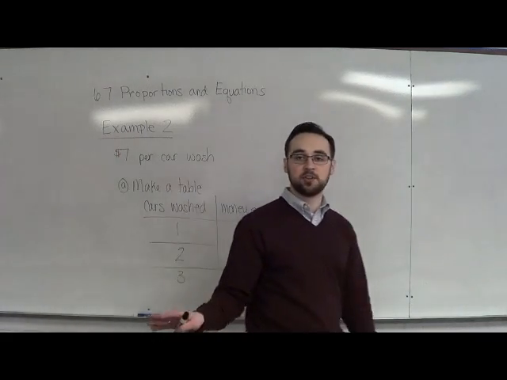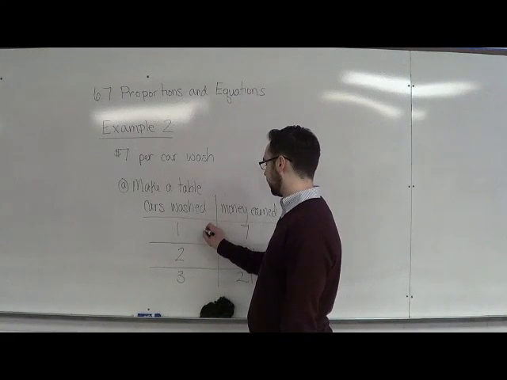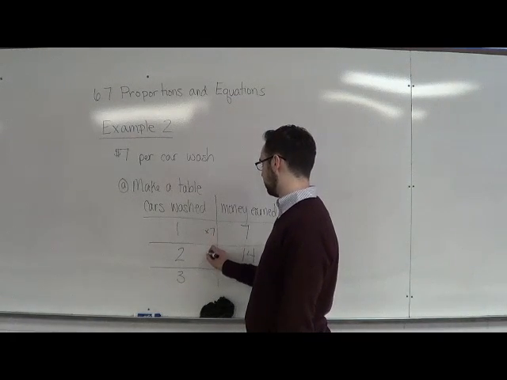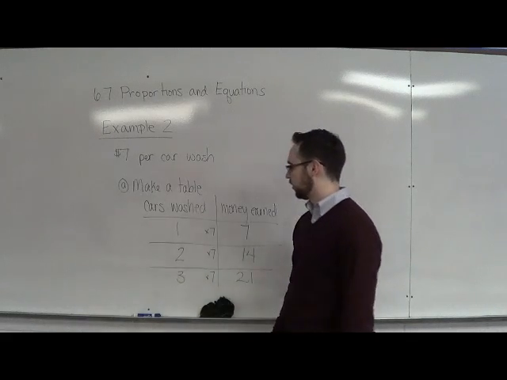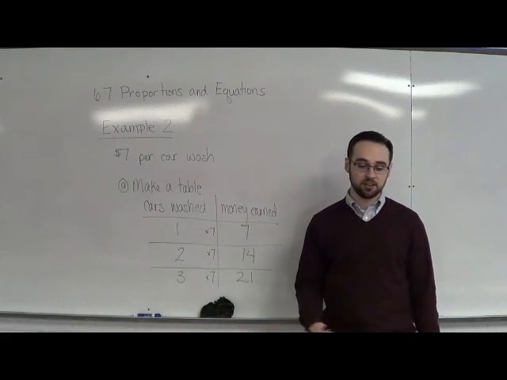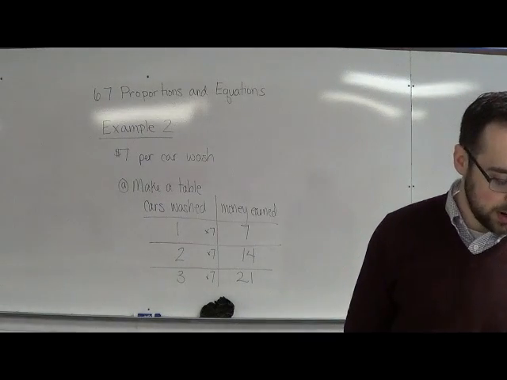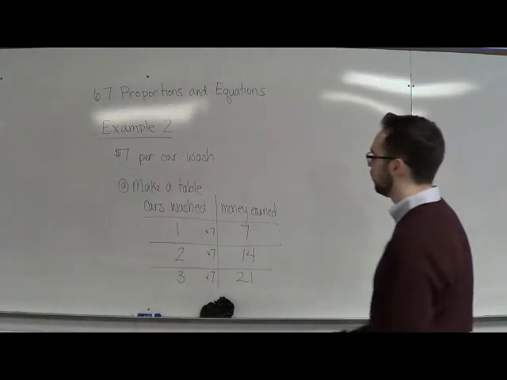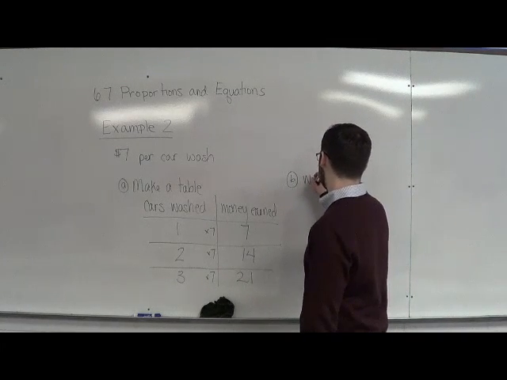So as you see, what are we doing here with each of these things? We're taking this number, and we're doing what with it? We're multiplying it by 7. Because there's $7 for every car that we're washing. So you take this and you multiply it by 7. So the next question says, write an equation to find the total amount earned for washing the cars. So part B here, they want us to write an equation.